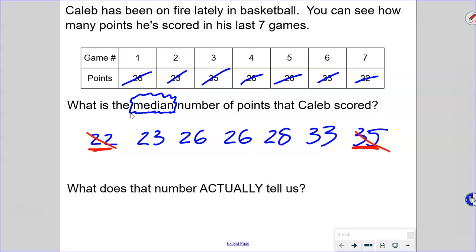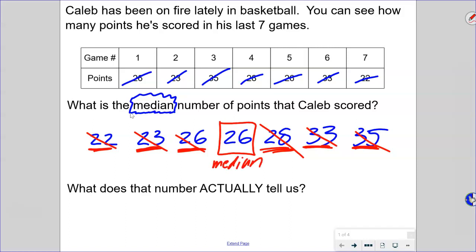Okay? So now I'm going to go ahead and do it again. I'm going to take this 23 and that 33, and I'm going to eliminate the 2 of them. So now we see we're down to 3 numbers. So I'm going to go ahead and do it again. I'm going to take this 26 and this 28 and eliminate them. And when I do that, we end up with one number right in the middle. And that number is our median. So we would say that the median number of points that Caleb has scored is 26.